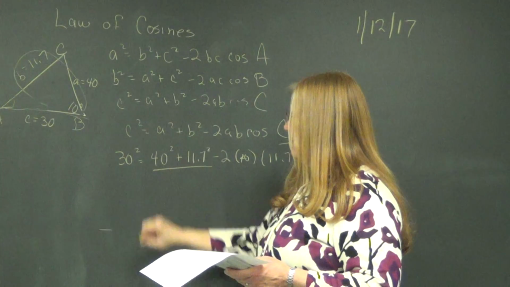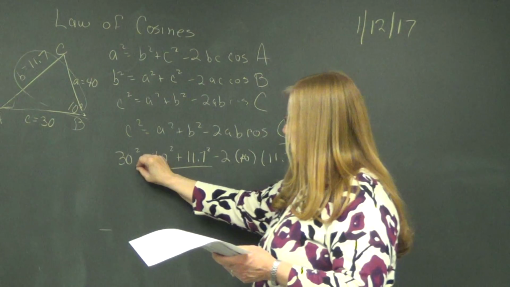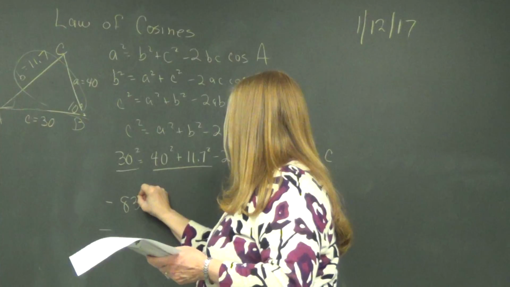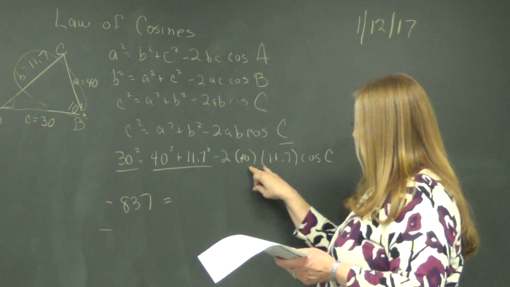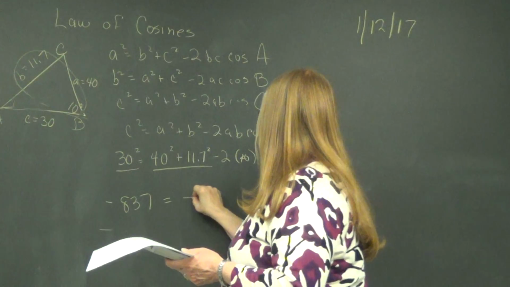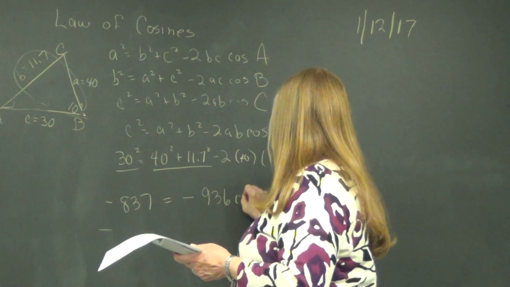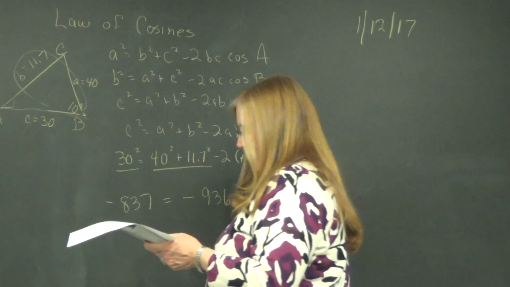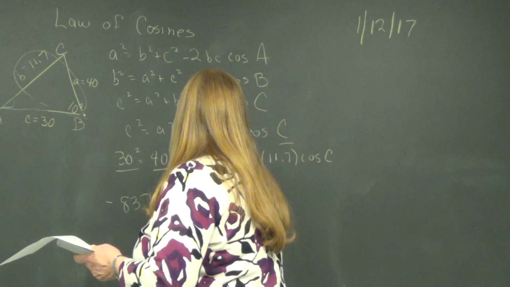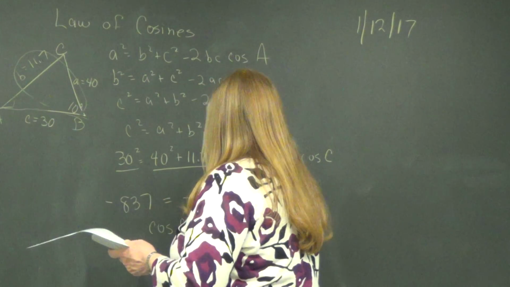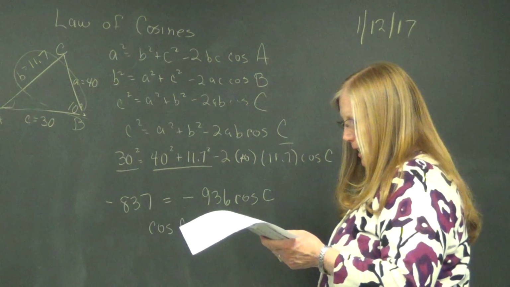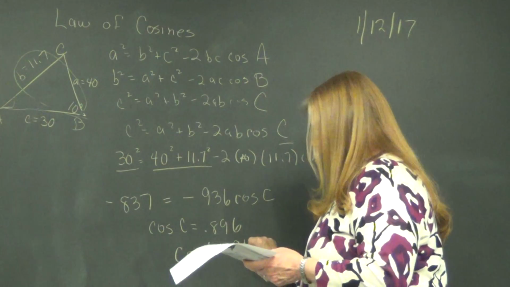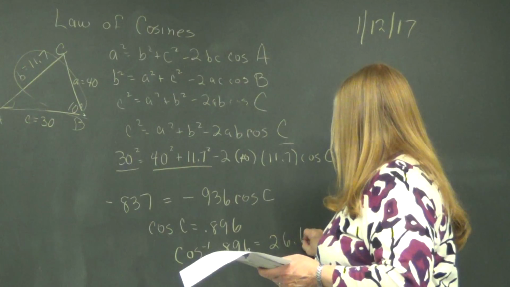So calculating that and moving it to the other side, I get minus 837 equals 2 times 40 times 11.7, which is negative 936 cosine c. Divide both sides by negative 936 and I get cosine c equals 0.896, and inverse cosine of 0.896 will give me the angle 26.6 degrees.